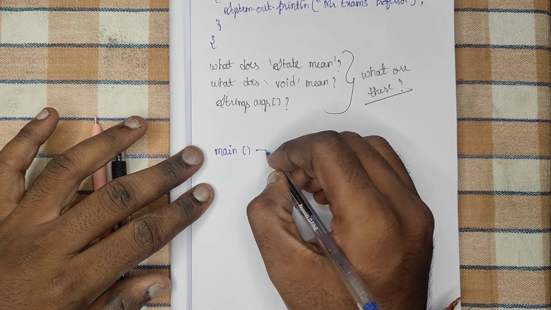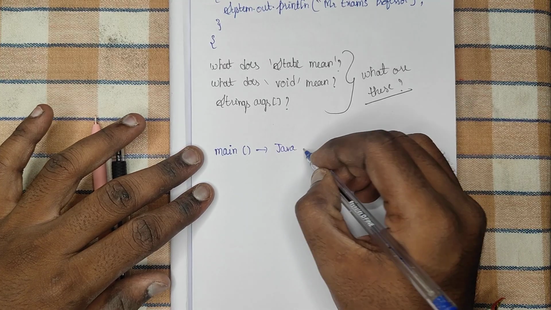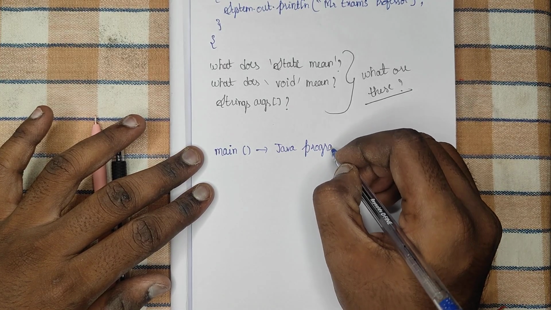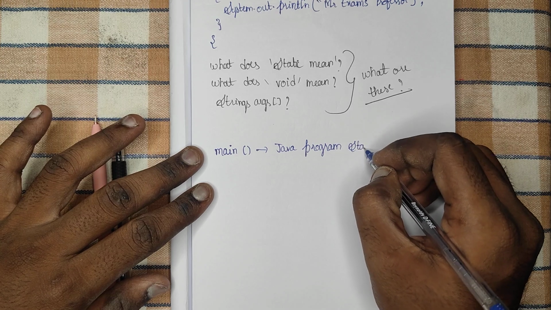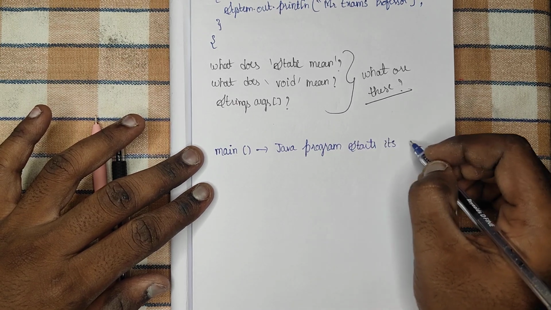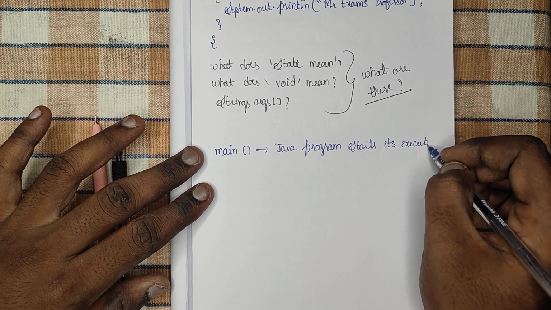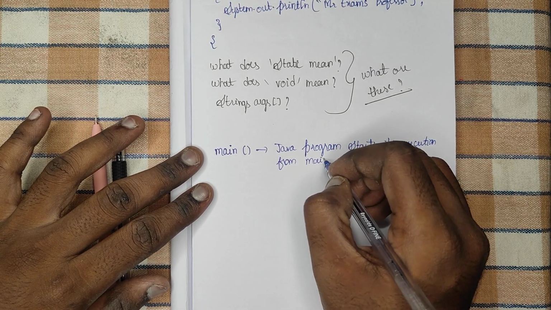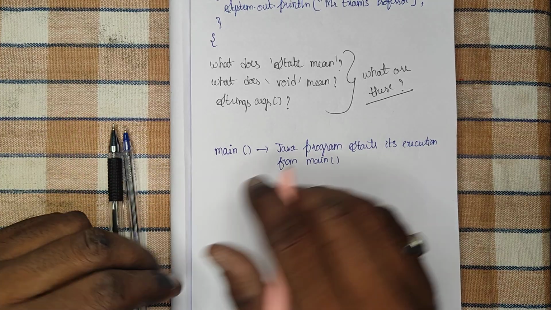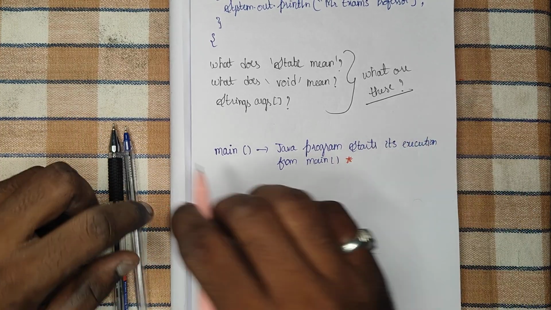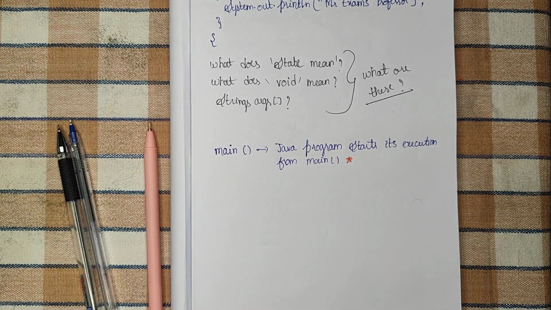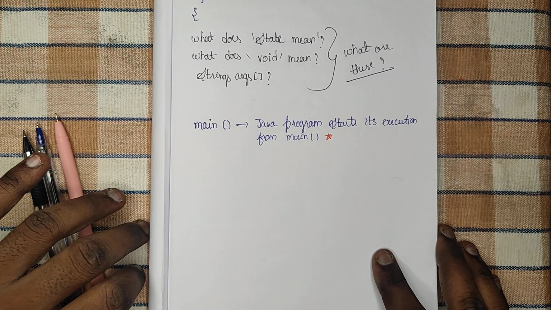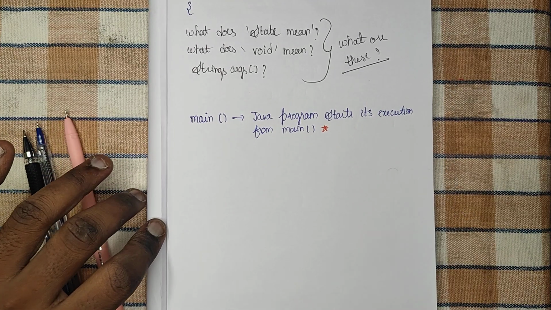This is very important. A Java program starts its execution from main. This is important from the exam point of view. So the main method is the entry gate of a Java program. This analogy helps you remember it better in the examinations.